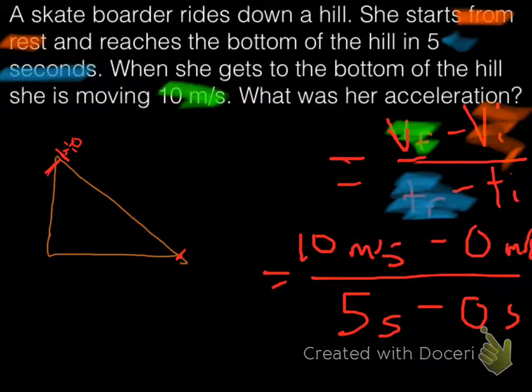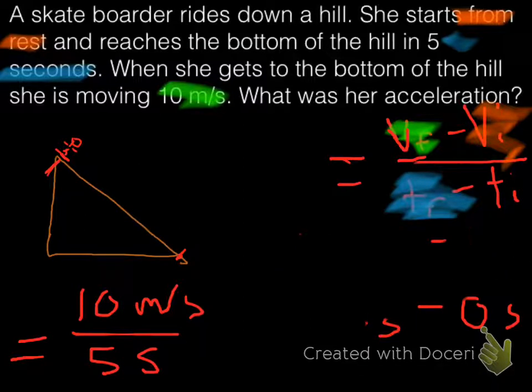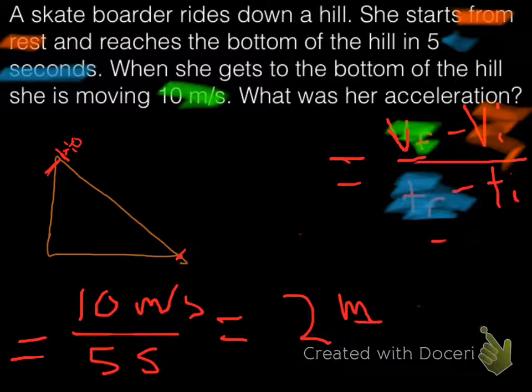So it's just a simple math problem from there. 10 meters per second minus 0 meters per second, we're left with 10 meters per second. 5 minus 0 is going to be 5 seconds. And then it's just a division problem from there. 10 divided by 5 is going to give us a positive 2 meters per second, and then that's per second, since you have meters per second divided by a second.